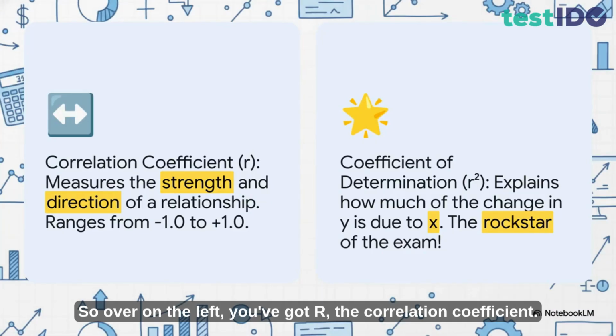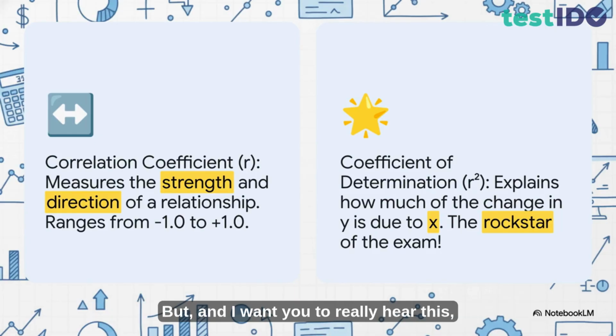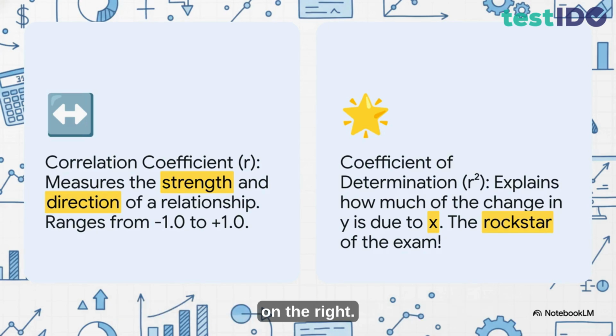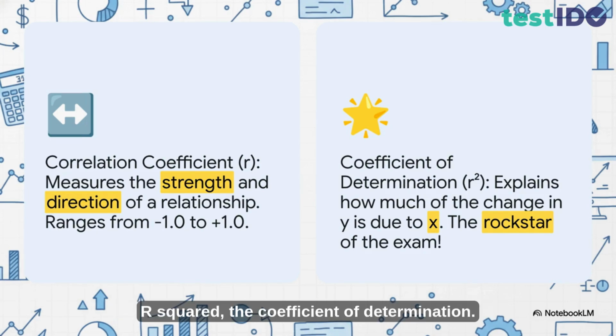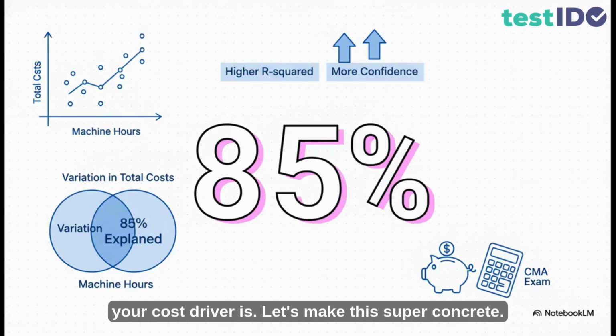So over on the left, you've got R, the correlation coefficient. It's useful. It tells you if there's a relationship and which way it's going. But, and I want you to really hear this, the rock star of the show for the CMA exam is over on the right, R squared, the coefficient of determination. This is the one you need to laser focus on. It tells you how much of the change in your total cost is actually explained by whatever your cost driver is.